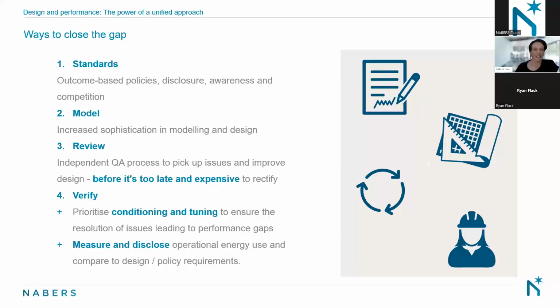And verification is really key. So that might be conditioning and tuning, like in the Green Building Council study. So knowing how much energy, for example, your air conditioning system should be using, and seeing if you're actually using a lot more than that, what has gone wrong, is there a defect, is a setting wrong, like making sure that you know what something should be doing and picking up issues before they become performance gaps. And obviously measuring and disclosing operational performance once the building is complete as well.